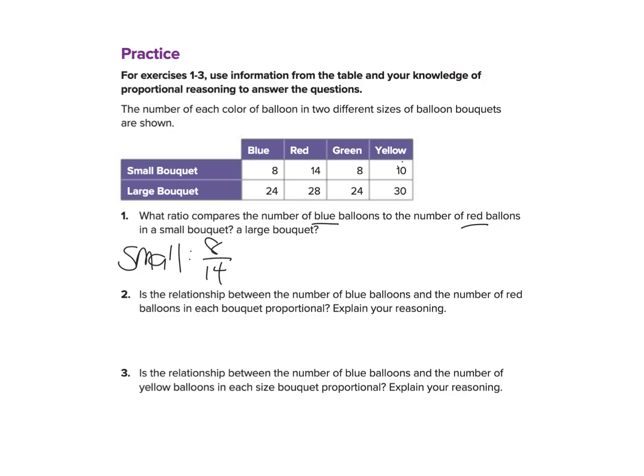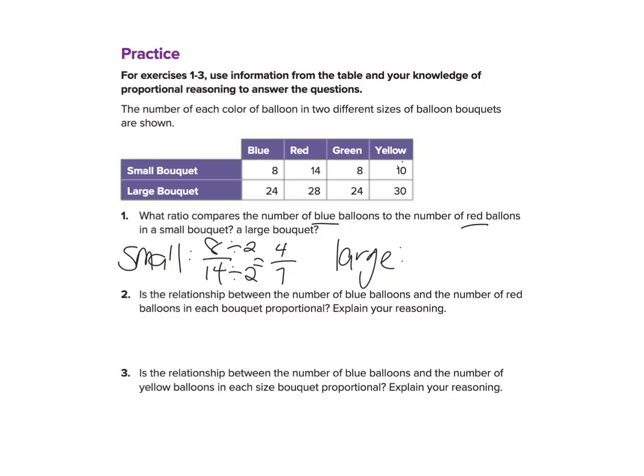Again, always when we have a fraction, let's see if we can simplify it. Here, the biggest number we can divide out of 8 and 14 would be 2. So when we do that, 8 divided by 2 is 4, and 14 divided by 2 is 7. Now let's take a moment and find our ratio for our large bouquet.